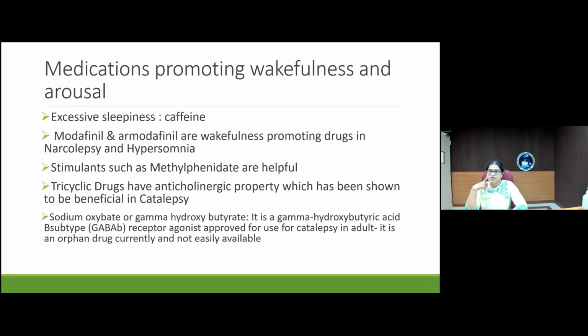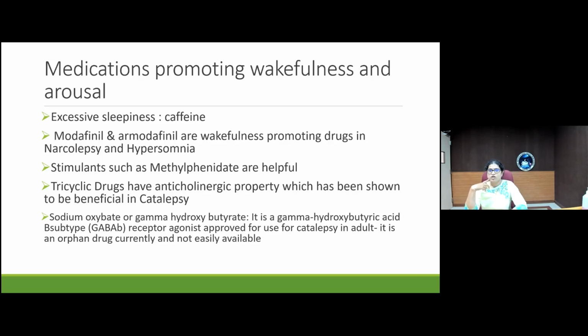So what are the other medications that can be used for sleep disorders to promote wakefulness and arousal? For excessive sleepiness, caffeine is used, but again, like we have discussed, excessive caffeine use itself can lead to insomnia. So therefore, it has to be used with caution, or advice has to be given with caution. Modafinil and armodafinil are wakefulness promoting drugs, used often in narcolepsy and hypersomnias. Stimulants such as methylphenidate are helpful again with individuals with narcolepsy. Tricyclic drugs, which have anticholinergic property, have been shown to be beneficial with individuals with cataplexy, which occurs with narcolepsy.